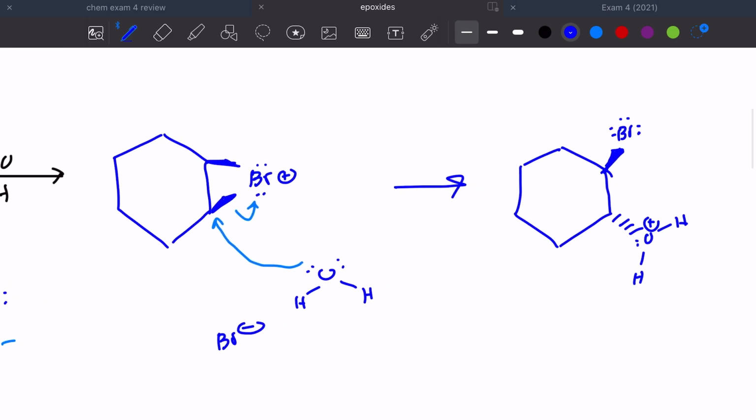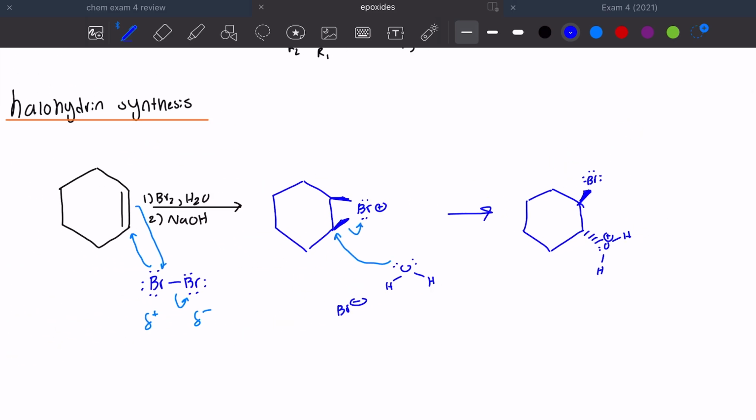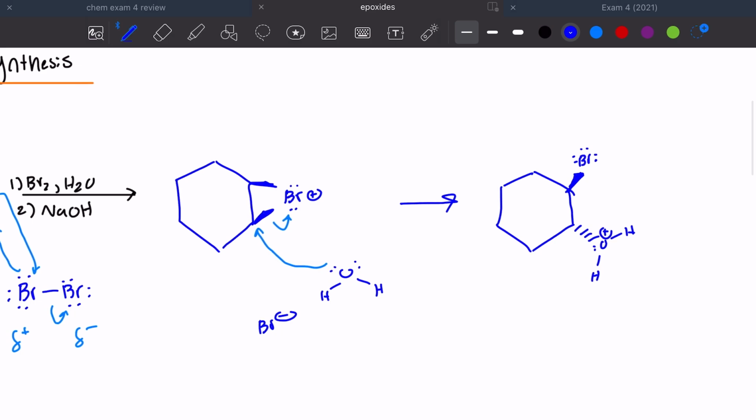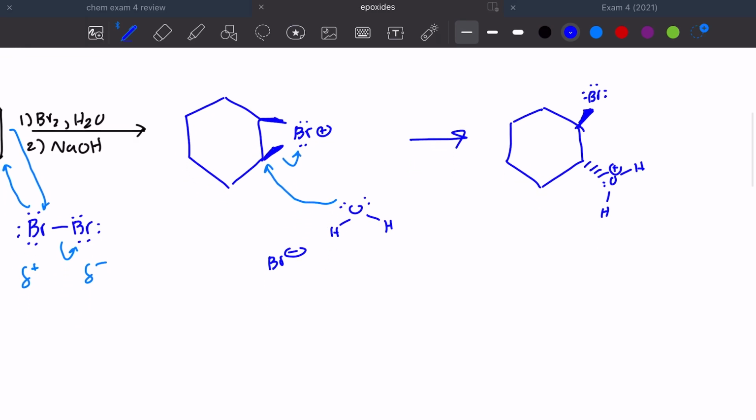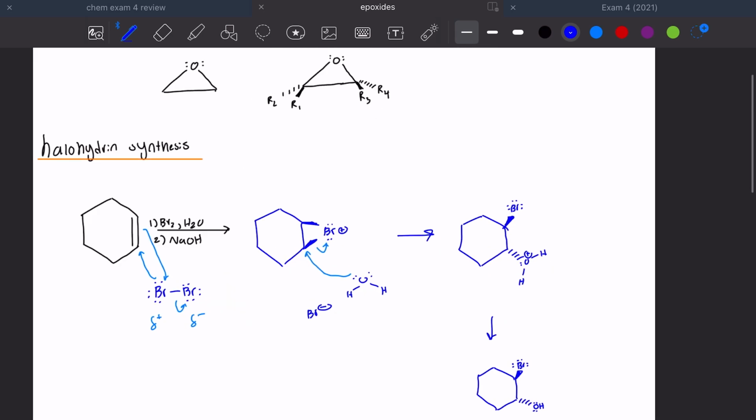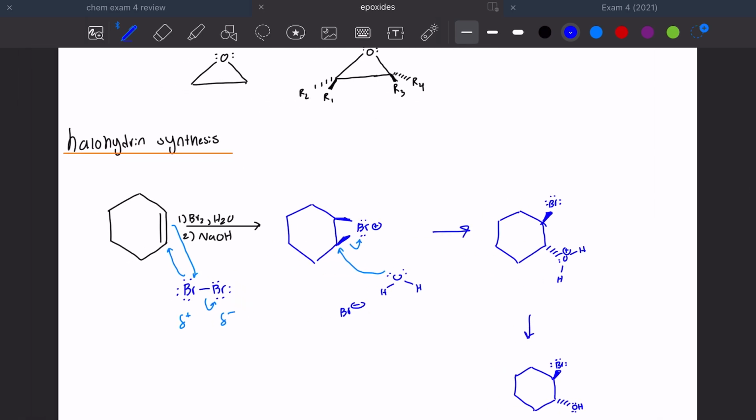Remember when you're doing these reactions, when the water comes in and breaks one of the bonds, it always adds anti, so it will never be in the same plane as the bromine. One will always be on a dash, one will always be on a wedge. So just remember that. And then this water that added is obviously going to deprotonate, so now you're left with the OH group. That was basically the majority of step 1.